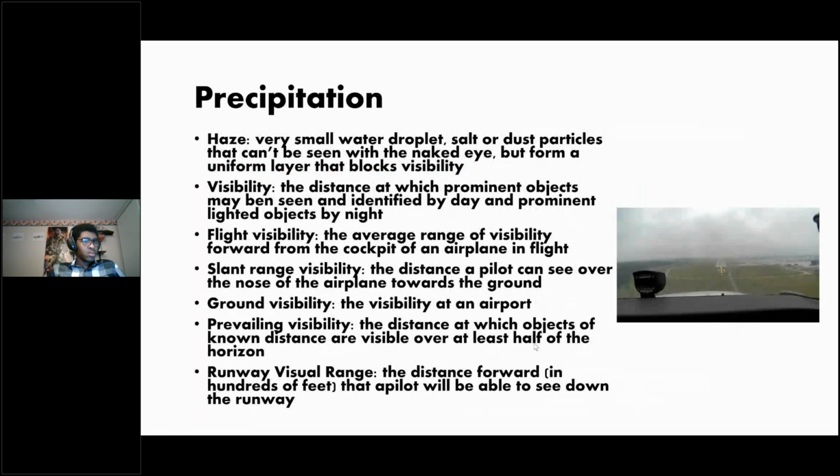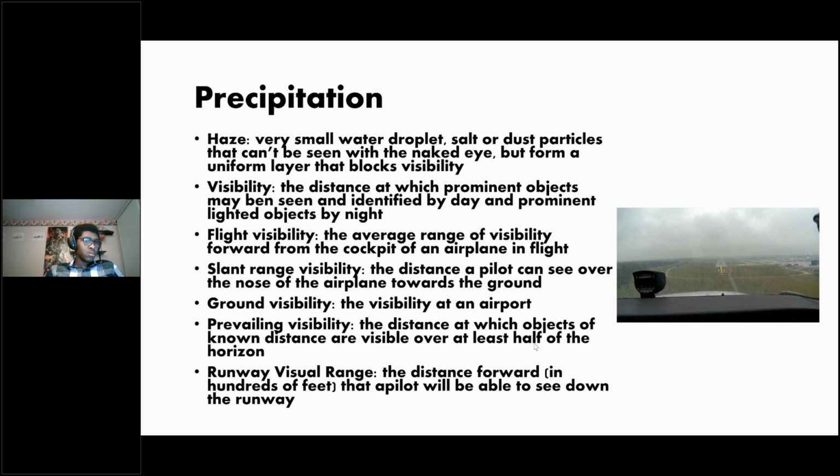Okay, so now let's talk about a couple of definitions in terms of visibility. So haze in aviation, of course, is also important to know. And haze is basically just very small particles. It can be water, salt, dust, dirt, any impurity. And that forms a uniform layer that blocks visibility. So you can't see the individual particles with the naked eye, but from a distance, it'll block your visibility. So visibility itself, in terms of flying, the definition, quote unquote, is the distance at which prominent objects may be seen and identified by day and prominent lighted objects by night.